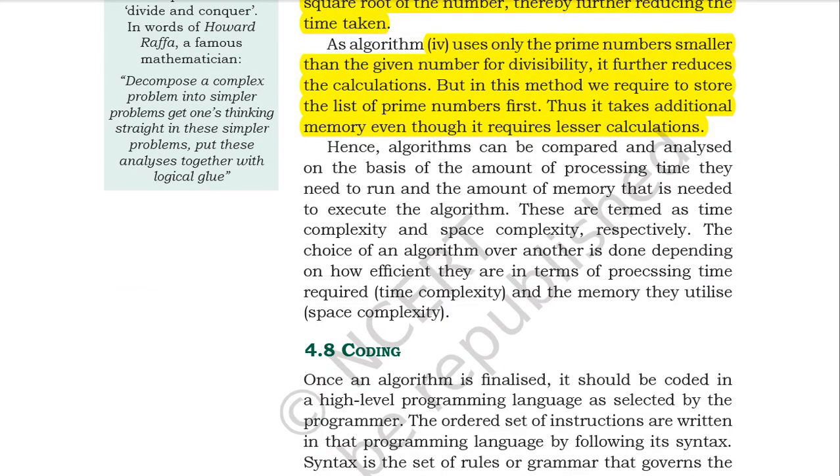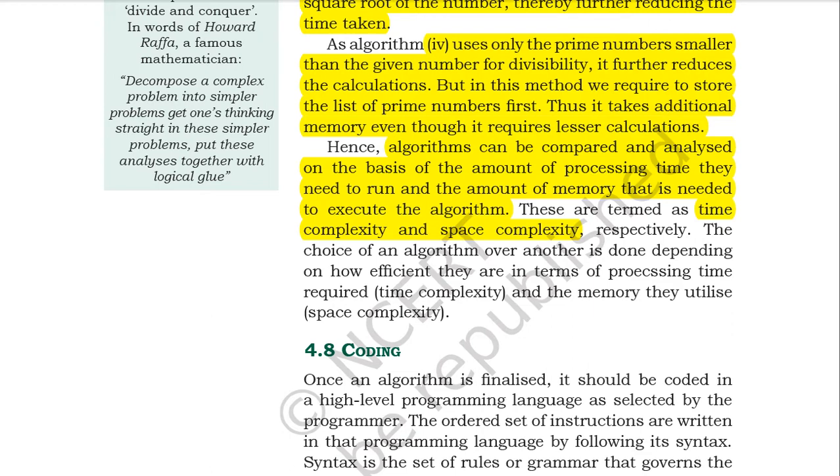Hence, algorithms can be compared and analyzed on the basis of the amount of processing time they need to run and the amount of memory that is needed to execute the algorithm. This is the main point. These are termed time complexity and space complexity. This is a very, very important term in computer programming. We will discuss it in the coming section, but you just need to know these two terms, time complexity and space complexity.